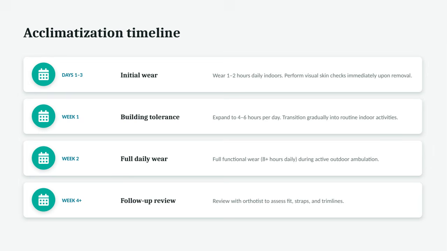By week 2, you should be wearing the device fully for 8 or more hours daily, including during active outdoor ambulation. Finally, from week 4 onward, a follow-up review with your orthotist is essential to assess the fit, straps, and trim lines to ensure everything is comfortable and functioning well.